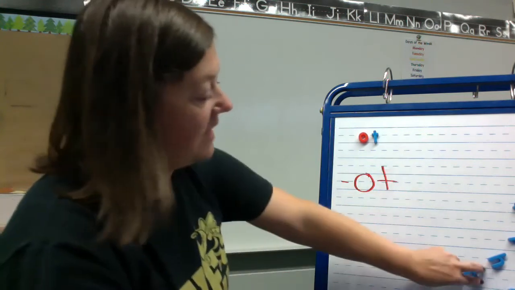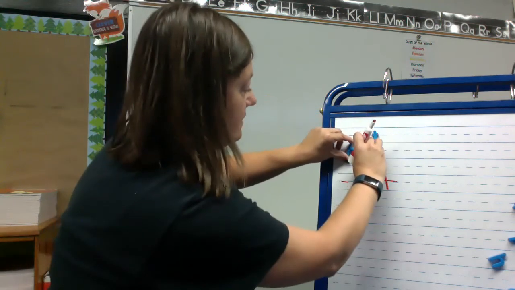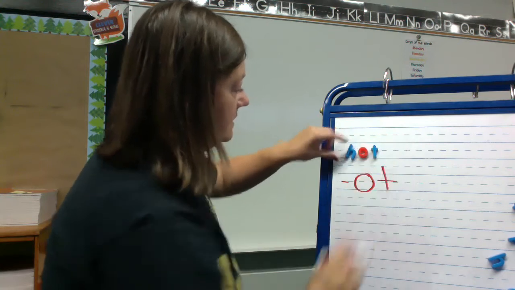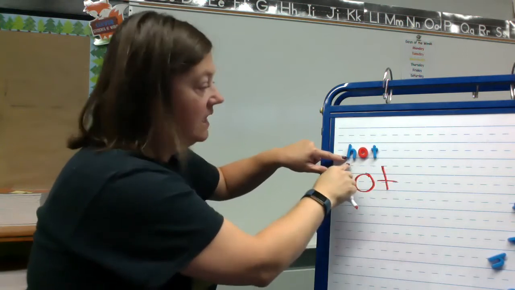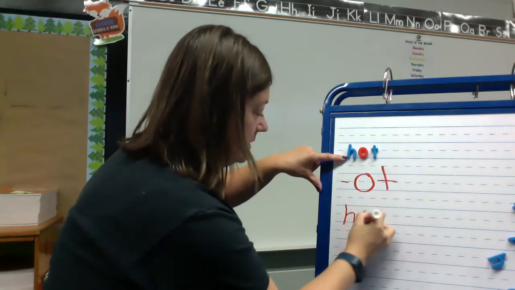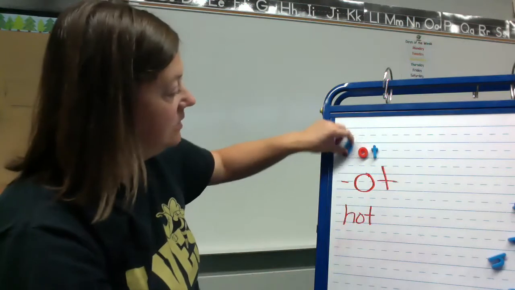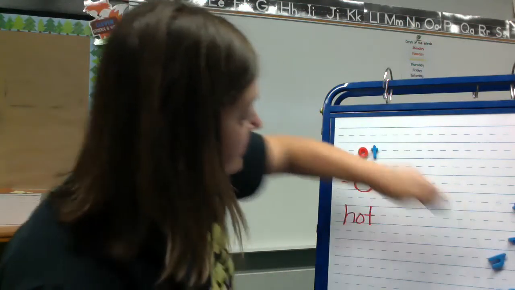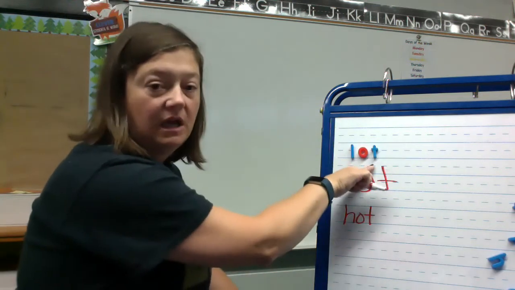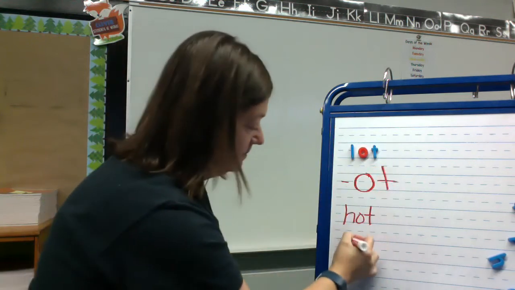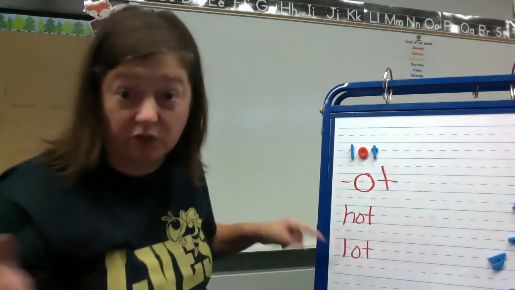ot. If I move this letter around to the front, let's see if that'll work down here. That's a little better. So I have H-O-T, so I have hot. I can read it and I can write it, hot. I can take my H away and change my first letter to an L. ot, lot. So some of you have a lot of toys, right?